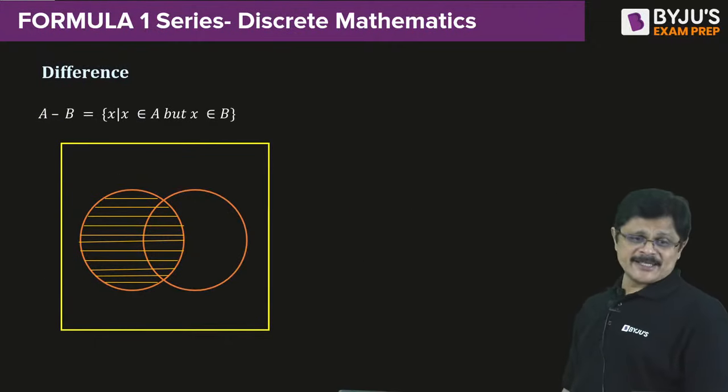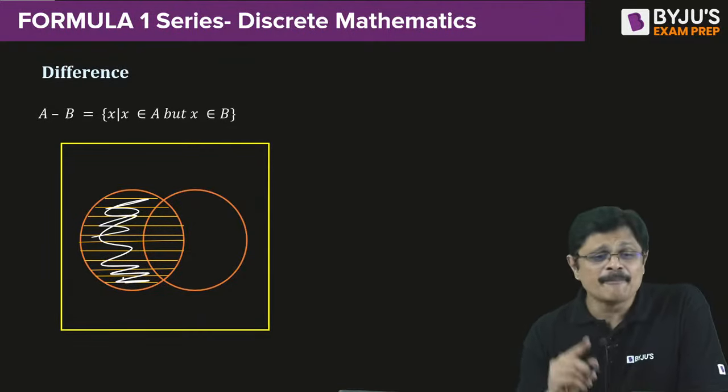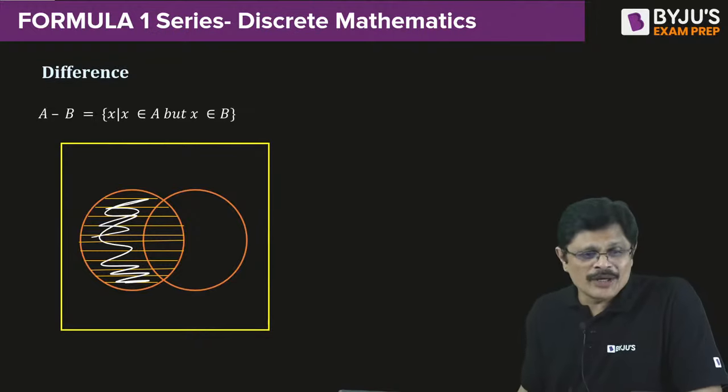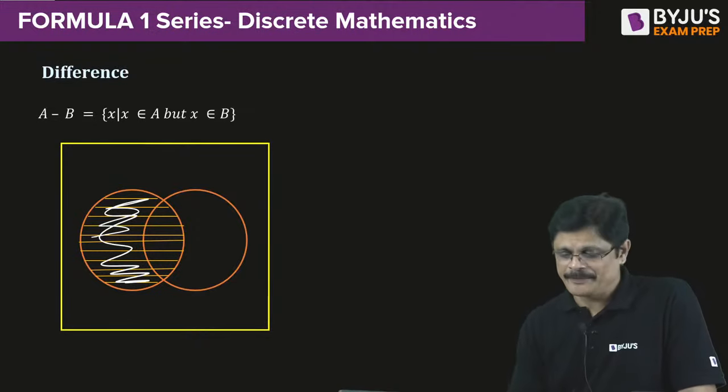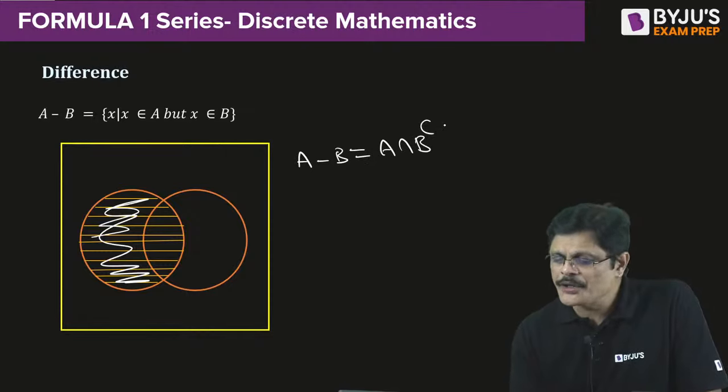Next comes A minus B. A but not B. See, this part is missing, only this A portion. A and not B. What is A minus B? A and not B.